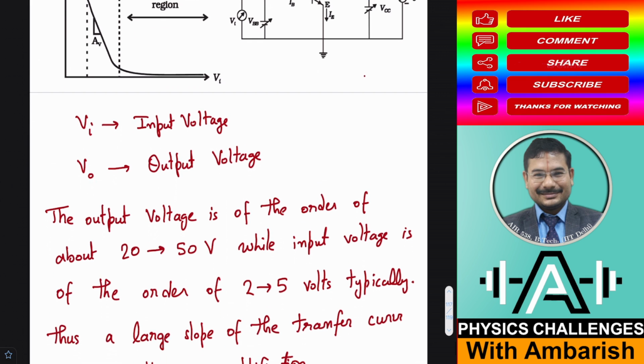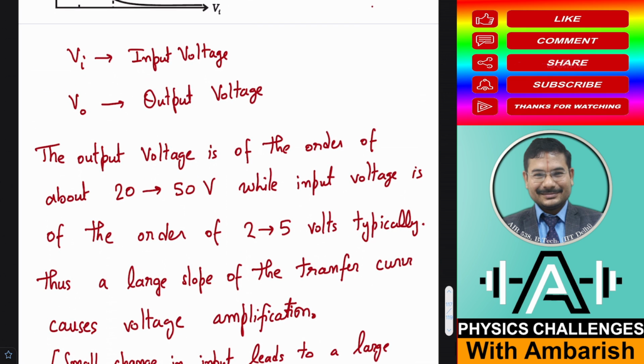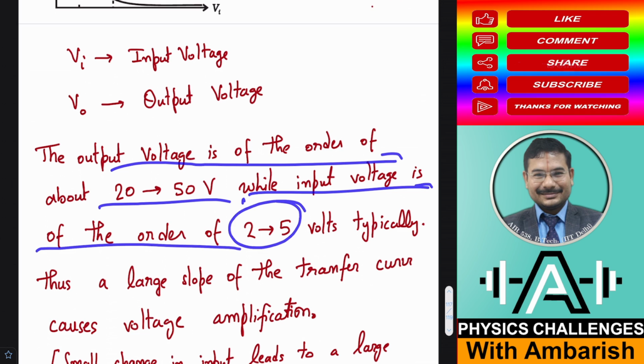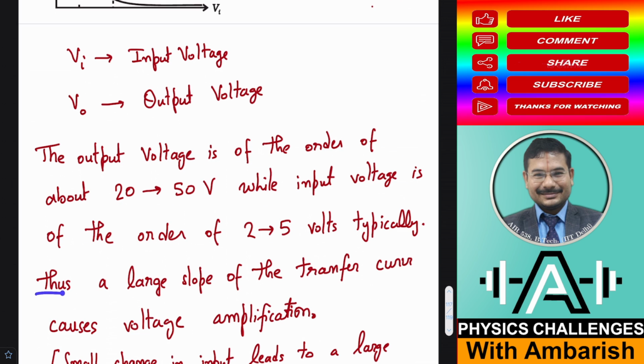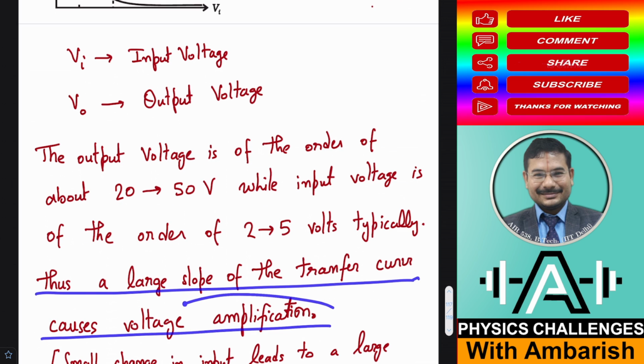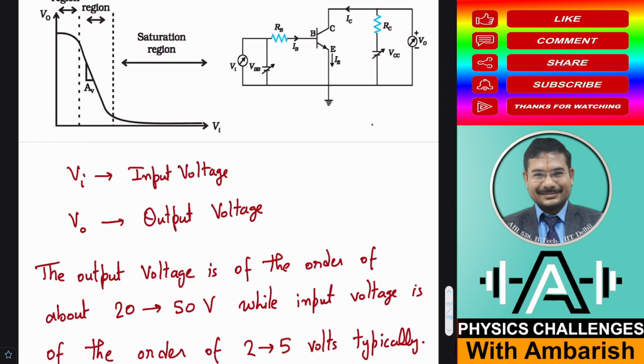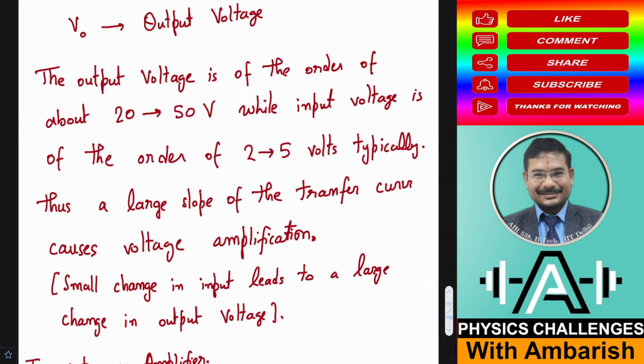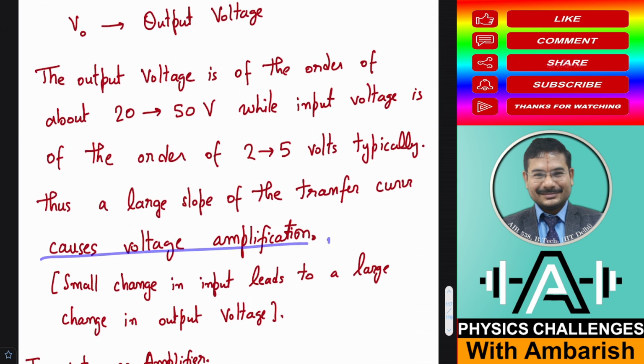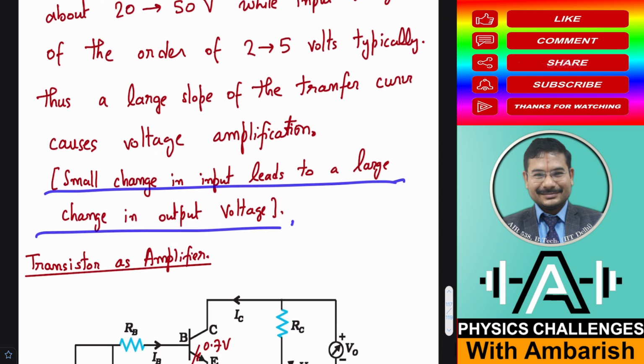Okay, so that's what I have written. Output voltage is of the order of 20 to 50 volts, while the input voltage is of the order of 2 to 5 volts typically. Thus a large slope of the transfer curve causes the voltage amplification. So I hope you understood. This is a very, very steep curve. Okay, so this 2 volts and this is then 20 volts approximately. Okay, so causes a voltage amplification. So small change in input leads to a large change in the output voltage.